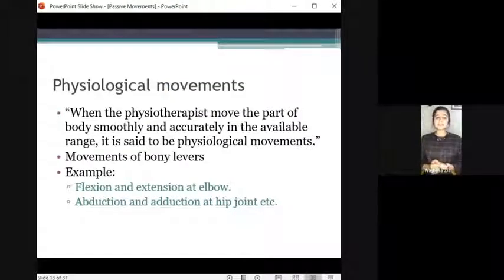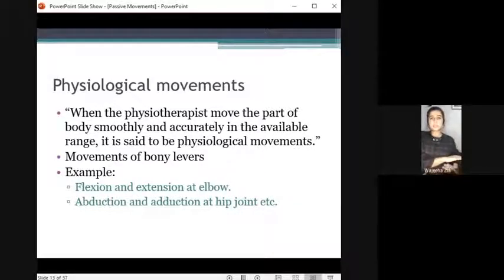Physiological movements. When the physiotherapist moves the part of the body smoothly and accurately in the available range, it is said to be the physiological movement. These are the movements of bony levers. Suppose this is my wrist joint and I'm going to perform the passive movement.